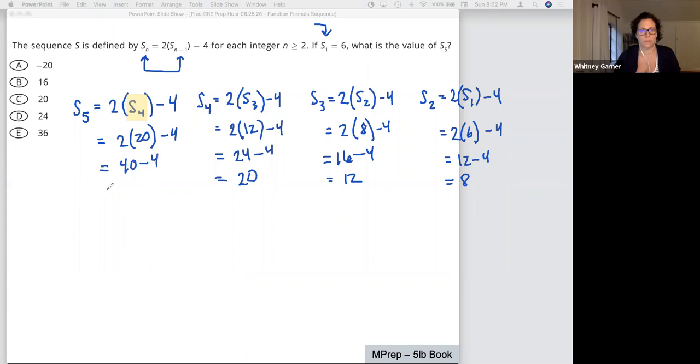minus 4 is 36. Notice what your differences were. This one went up by 4. That one went up by 8. This one went up by 16. So now you can start to guess. The next one would go up by 32, and the next one would go up by 64, and so on and so on.